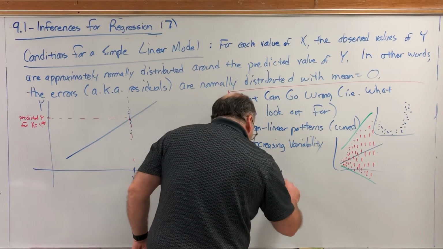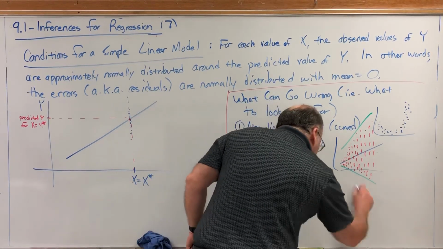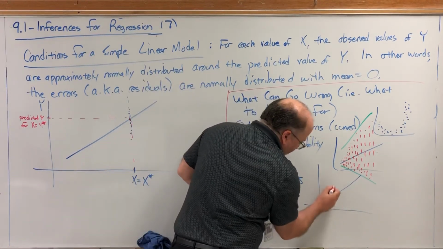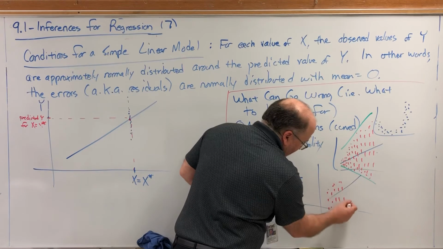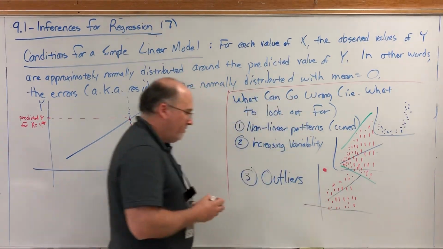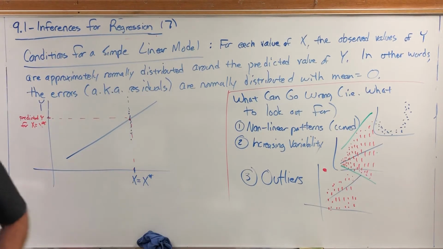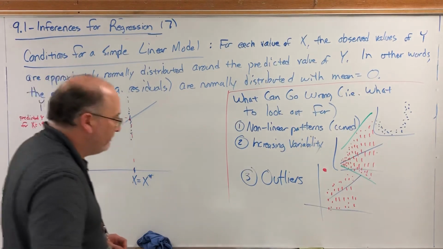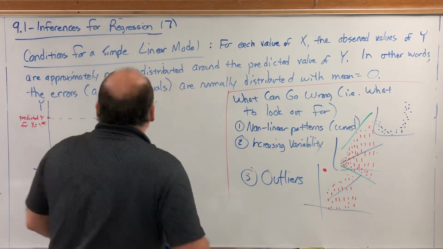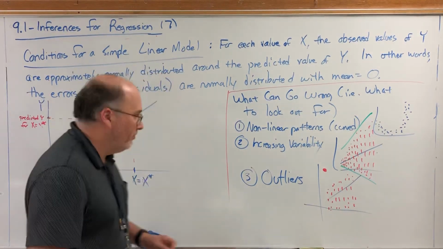outliers. If you have a line of best fit and a bunch of points that are kind of staying close to it, and you got this point up here, yeah, you don't want that. So if you see an outlier or increasing variability or a nonlinear pattern, then that's a pretty good indicator that you shouldn't consider a simple linear model.